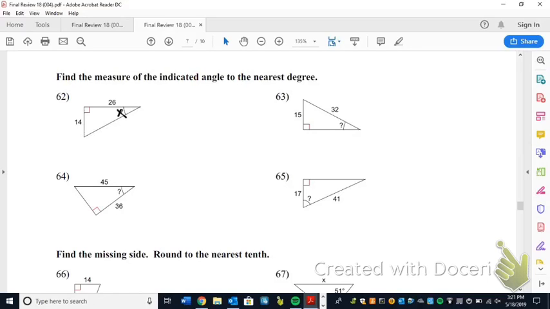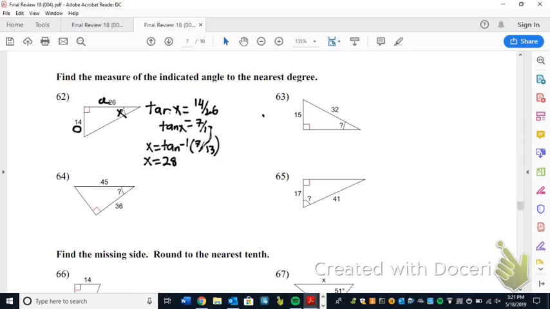So, number 62. Again, I'm doing evens for some reason, but let's just go with it. Here we have our angle x, and we have the opposite side and the adjacent side. That means the trigonometric ratio which relates those three is tangent. So the tangent of x equals 14 over 26, which reduces to 7 over 13. So we know the tangent of x equals 7 over 13, which means x is the inverse tangent of 7 over 13. I put 17. Oh, 13. Good.